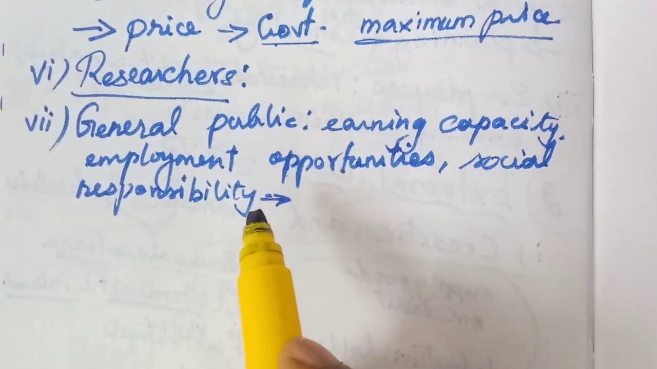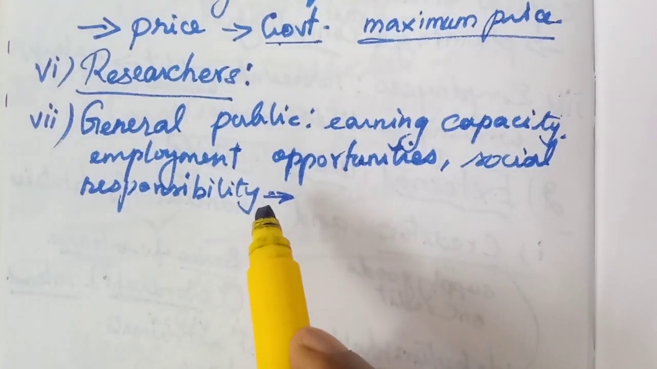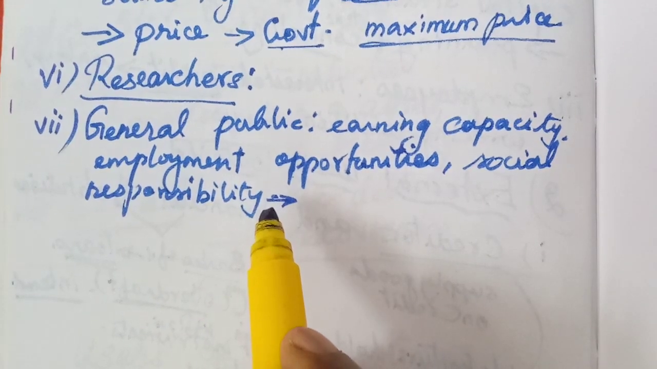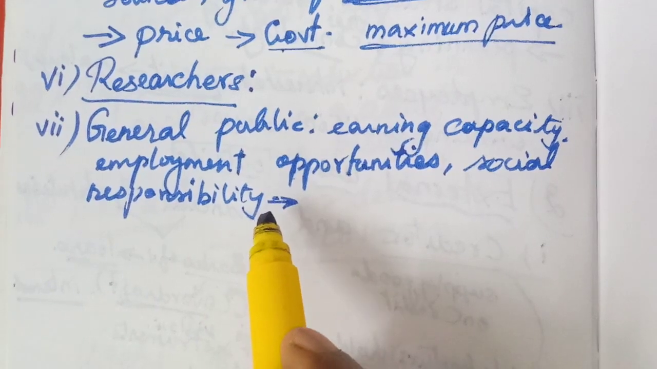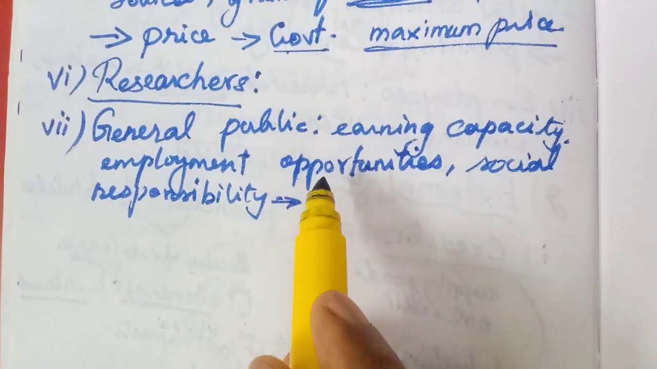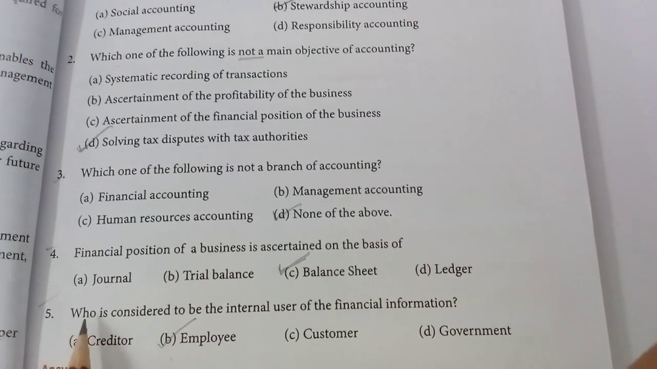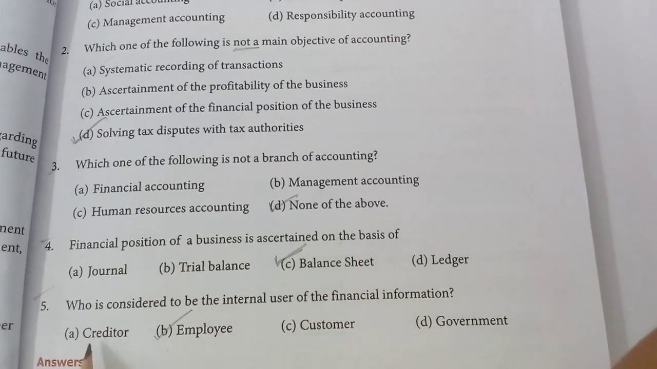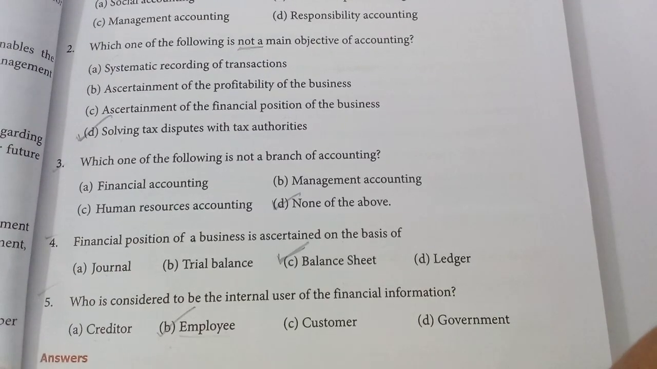Okay. Now we have learned all the internal users and external users of financial information. If you know these users, then I can explain the branches of accounting. Understand? Now we will mark the question answers. The fifth one-word question we need to mark: who is considered to be the internal user of the financial information? Creditor, employee, customer, government, all these are external. Only this is the internal.